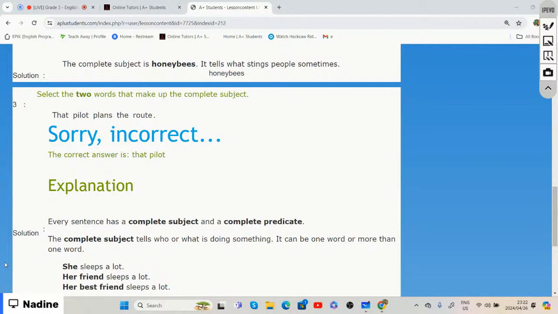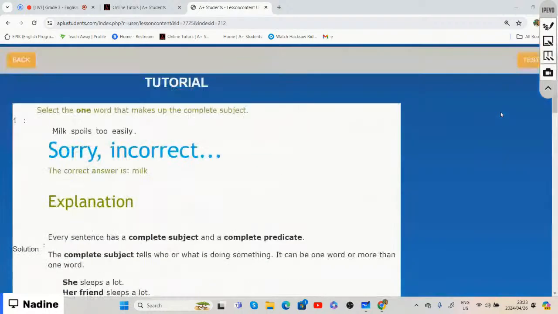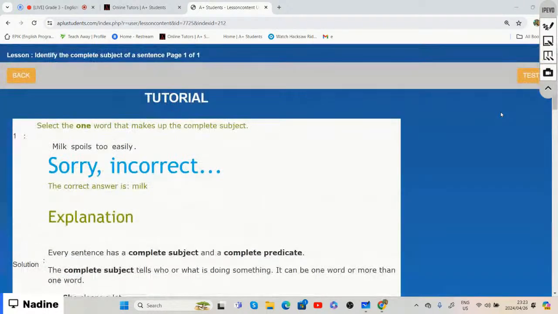All right, then if we were to select the subject, we would say the pilot is our subject that plans the route, right? So the pilot is our subject and it tells us who is doing something, right? So the pilot, that's the two words, the and pilot, right? So well done, Stanley. The pilot, right? It plans the route. Remember, the subject is either the person who does something or what is doing something. So well done.